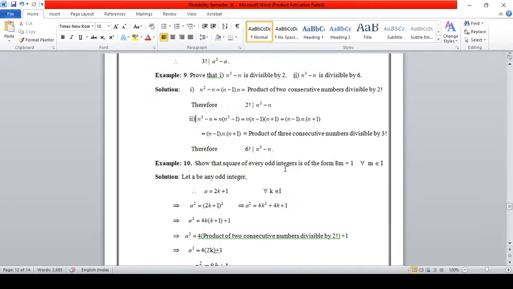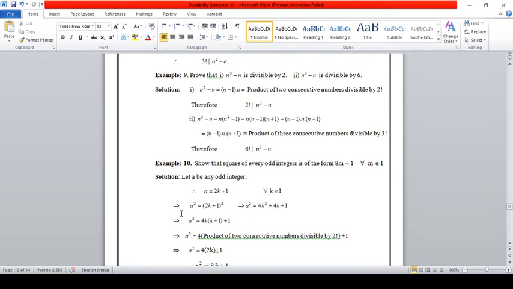Next example: prove that the square of every odd integer is of the form 8m plus 1. This is again different. We take the solution. Let a be any odd integer. An odd integer, already explained, is a equal to 2k plus 1, where k is an integer.